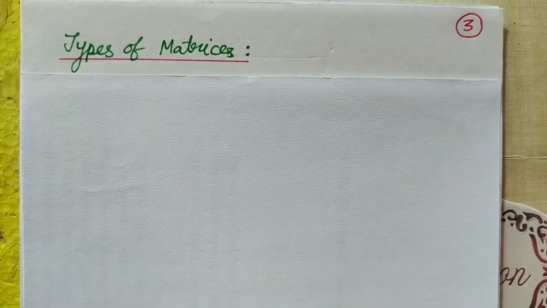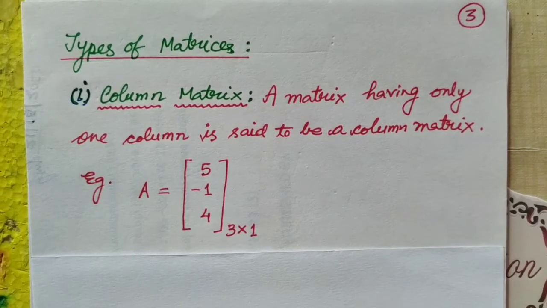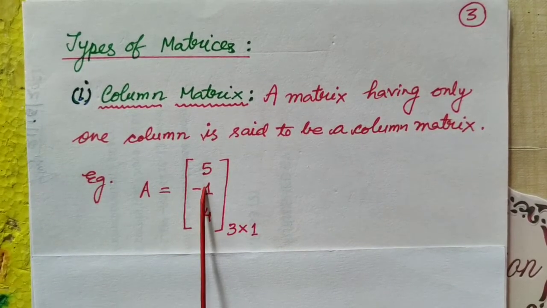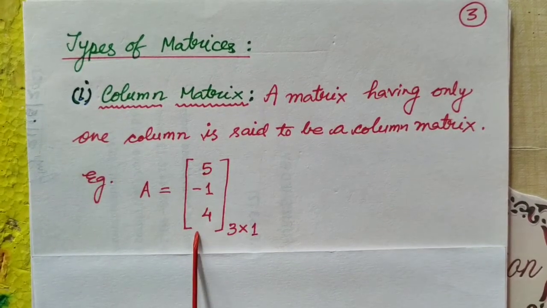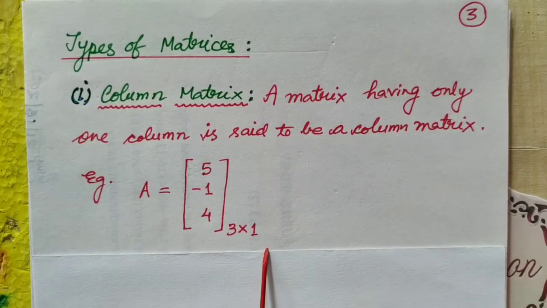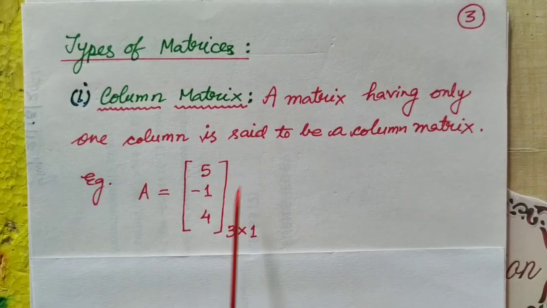The next topic is types of matrices. The first one is column matrix. A matrix having only one column is said to be a column matrix. What we see here, in this matrix A, is only one column. It is 3 by 1. Any column matrix will always have order some number by 1. So this is called a column matrix.